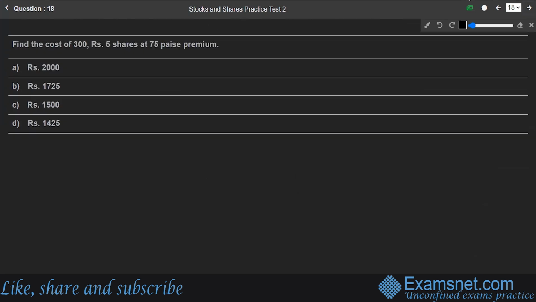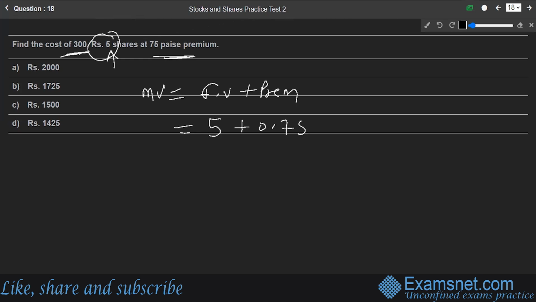Now the question says find the cost of 300. We are supposed to find out the cost of 300 shares of rupees 5, the share available at market value, face value is 5 rupees, plus 75 paise premium. So whenever the share is available at a premium, we have to add that premium value to the face value, which gives us the market value. So the market value becomes face value plus the premium amount. Face value is 5, premium is 0.75 rupees, 75 paisa is 0.75 rupees, that is 5.75. This is the market value of each share, 5.75.